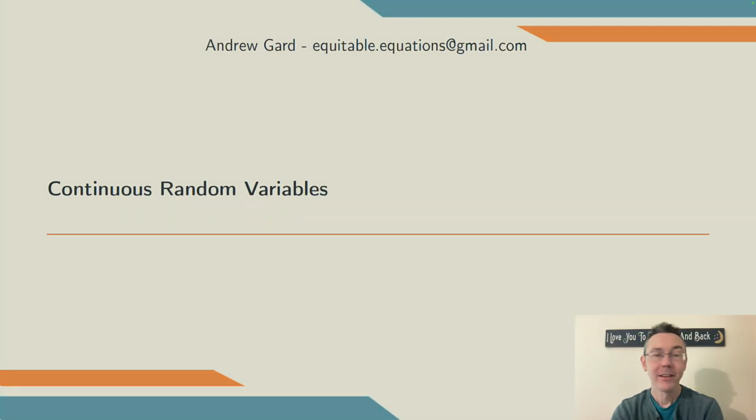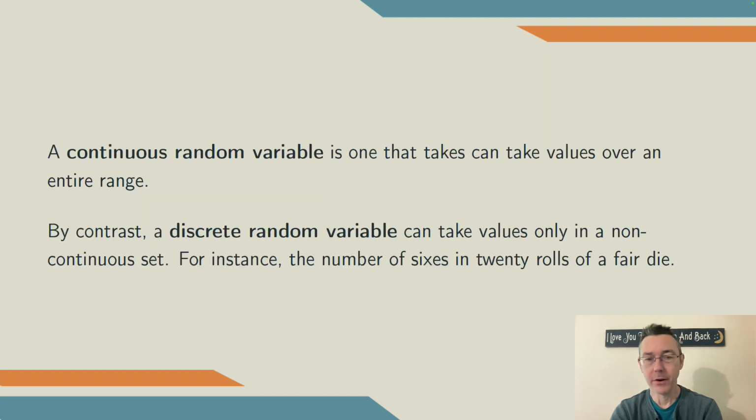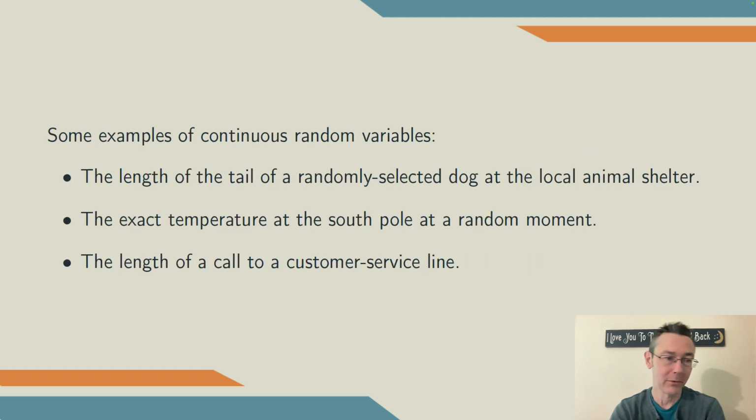Hey everybody. Today we're talking about continuous random variables. A continuous random variable is one that can take values over an entire range, in contrast to a discrete random variable that can take values only in a non-continuous set, like the number of 6s in 20 rolls of a fair die, which can only be 0, 1, 2, 3, 4, etc.